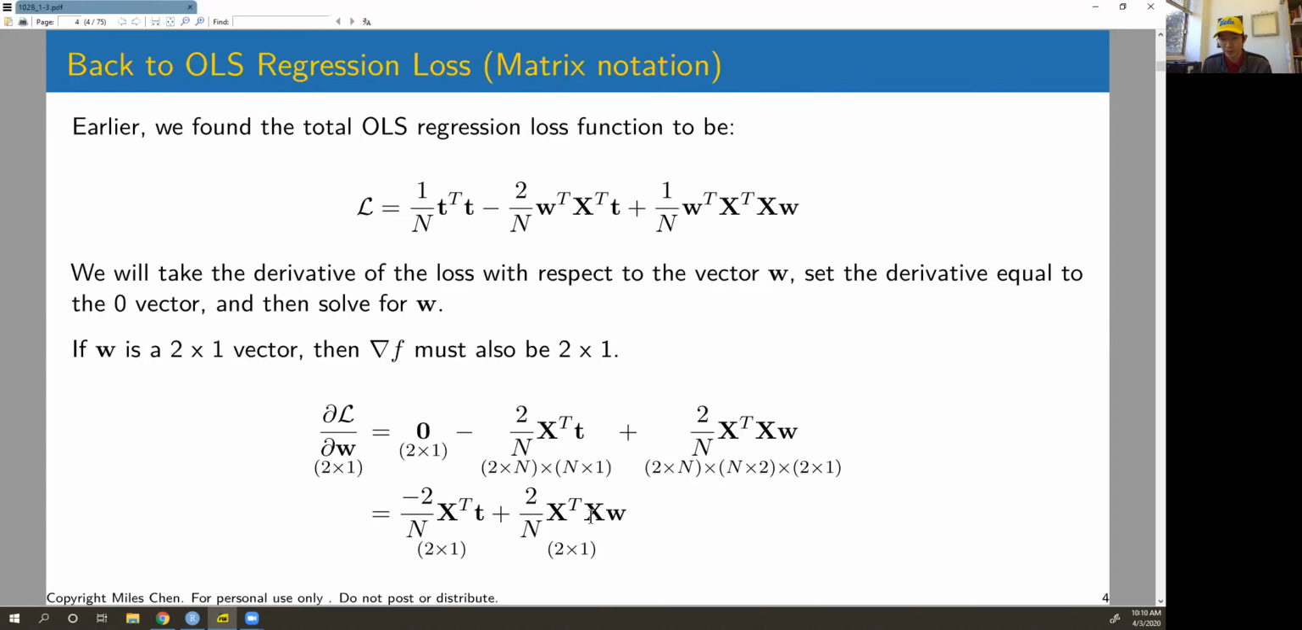And so this is what we have. The 0 drops out, and now the gradient of L with respect to w is negative 2 over n x transpose t, that's 2×1, plus 2 over n x transpose x w.